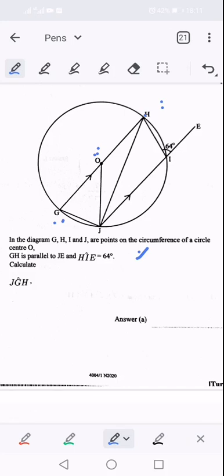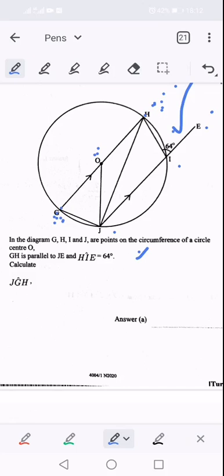GH is parallel to JE. These are parallel lines, which means lines that never meet. And angle HIE is 64, as you can see.